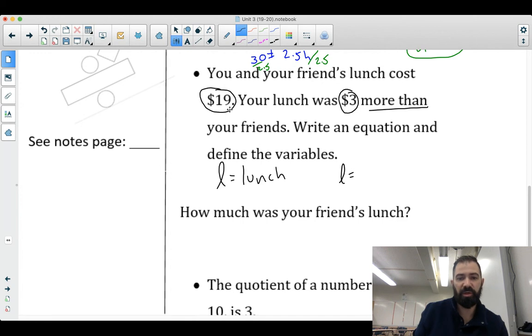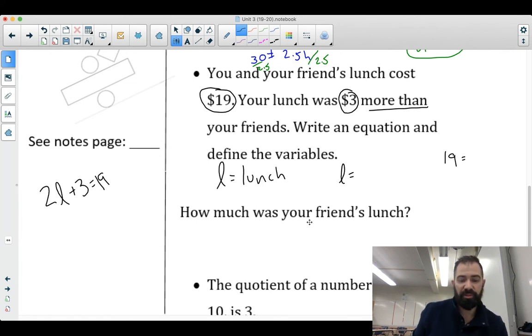You and your friend's lunch costs $19. So we know together, both of them equal 19. We know that you bought how many lunches? Well, it's you and your friend. So we bought 2 lunches. 2 times the cost of lunch, but yours was $3 more. And we know that together that equals 19. But 2 lunches, yours was $3 more, and that equals 19.